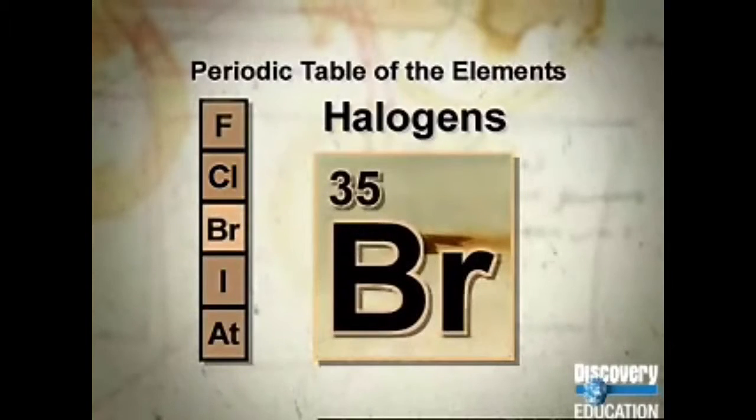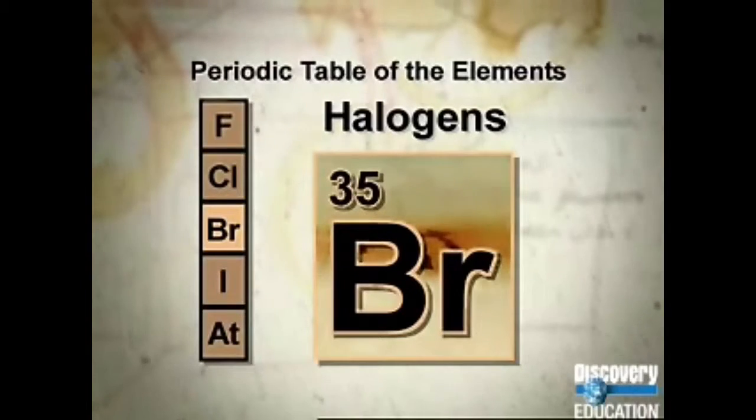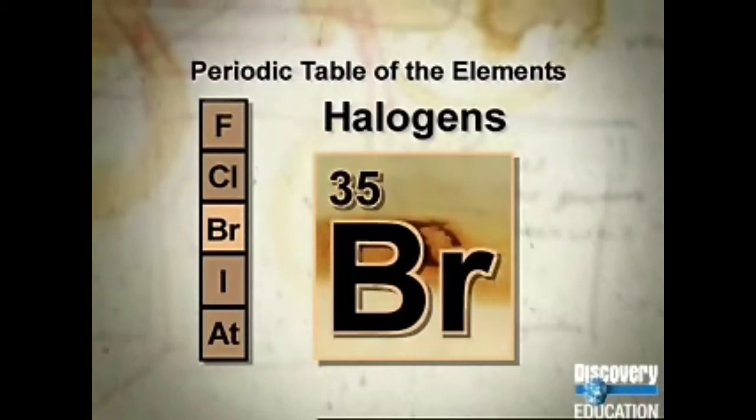Our next element is called bromine, denoted as Br. Its atomic number is 35, while its atomic mass is 80. It has a melting point of negative 7.2 Celsius and a boiling point of 58.8 Celsius.